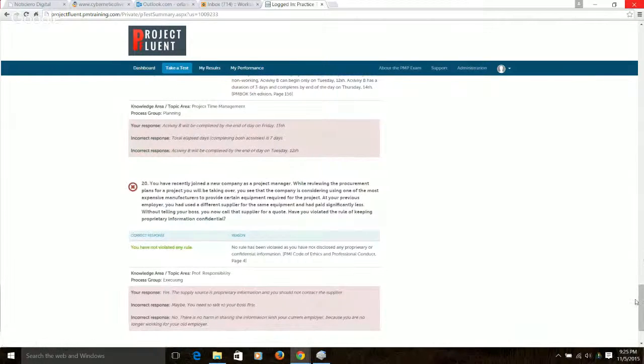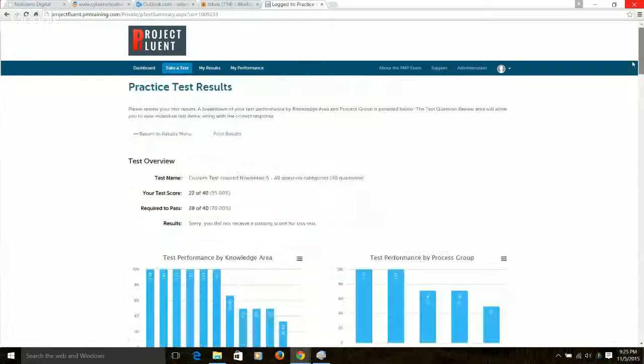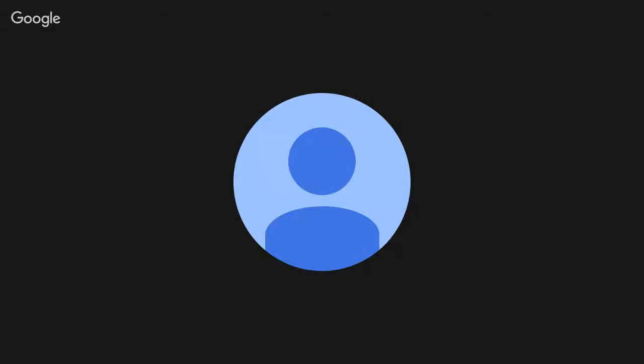Then we have number 11. Which of the project time management processes involves identifying and documenting dependencies? When you're sequencing, that's what you do. The sequence is where you define, you identify and document the dependencies. Right. So that's what we did.